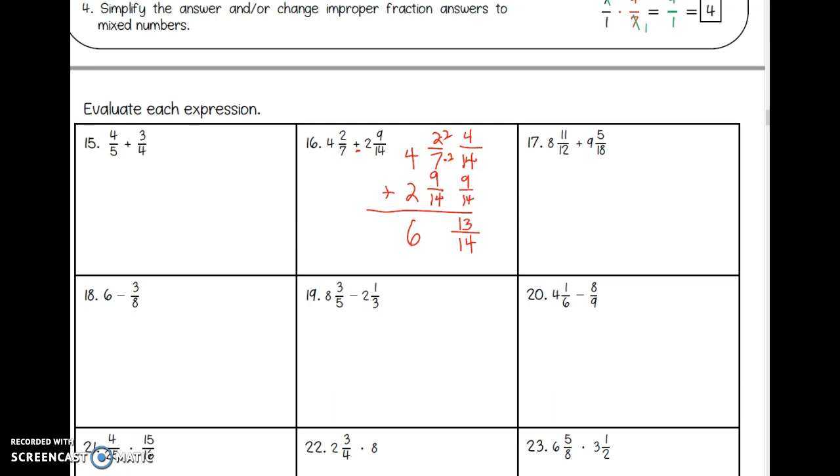Look at your answer key. Is 6 and 13/14 the answer? Yep. Okay, box your final answer. 18. And let's move on to number 18.